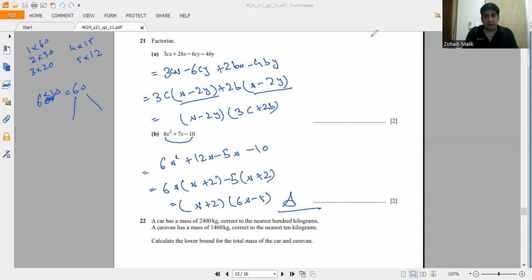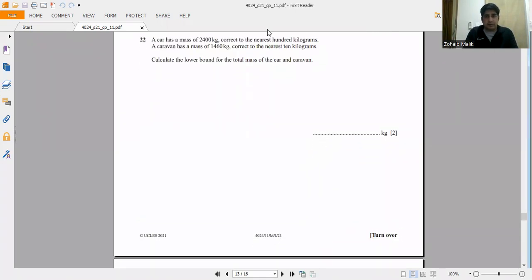Okay, the next is a car has a mass of 2400 kg, correct to the nearest 100 kilogram. A caravan has a mass of 1460 kg, correct to the nearest 10 kilogram. Calculate the lower bound for the total mass of the caravan and the car. टोटल का लोअर बाउंड निकालना है, इट्स नॉट अ बिग डील, यानी कि दोनों के लोअर बाउंड्स को हमने सिंपली ऐड करना है. तो 2400 kg का लोअर बाउंड होगा, बिकॉज दिस इज नियरेस्ट टू द 100 किलोग्राम. 100 का हाफ हो गया 50, तो हमने 50 kg माइनस करना है. दिस विल बी 2350 kg.